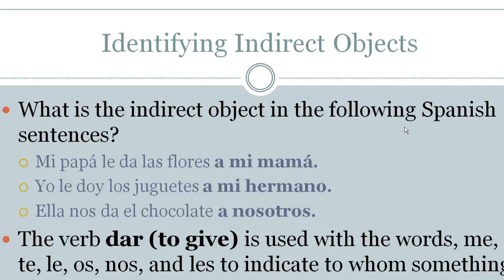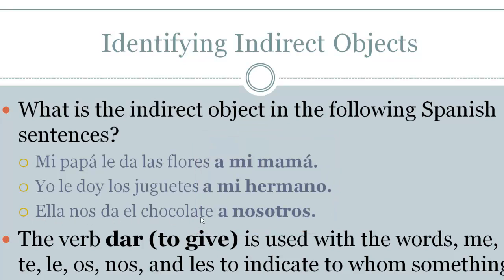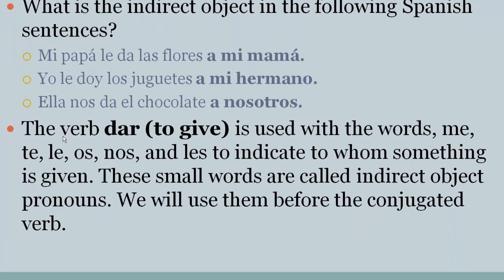What is the indirect object in the following Spanish sentences? Mi papá le da las flores a mi mamá. My dad gives the flowers to my mom. My mom. Yo le doy los juguetes a mi hermano. I give the toys to my brother. It's my brother receiving the action, mi hermano. Ella nos da el chocolate a nosotros. Nosotros, us. She gives the chocolate to us.